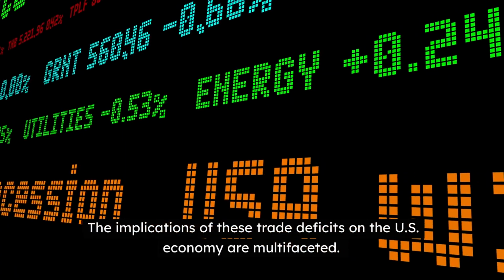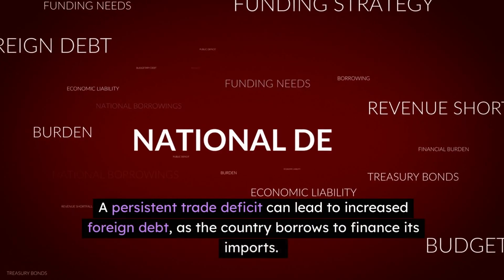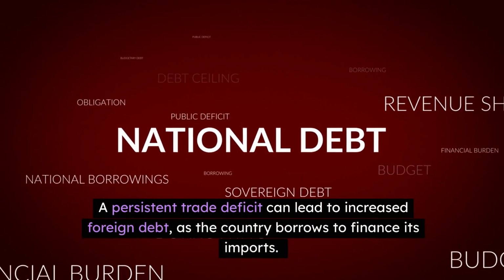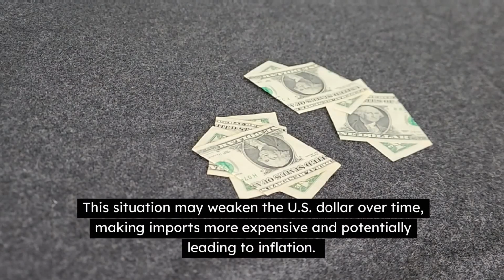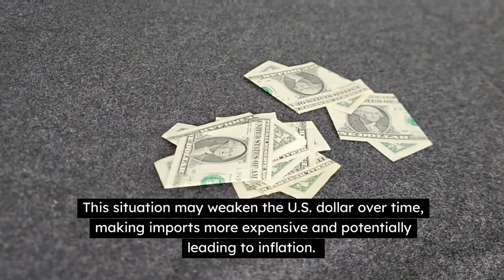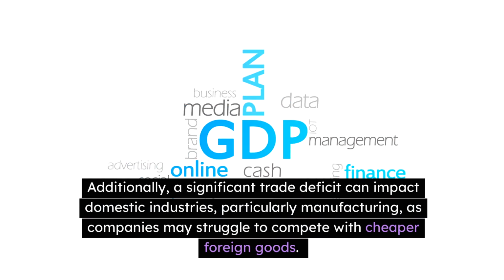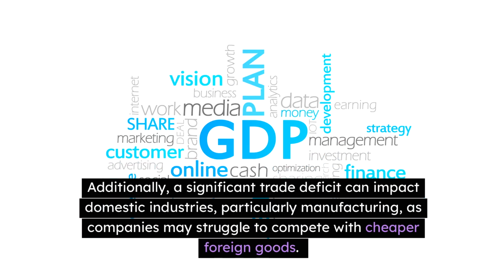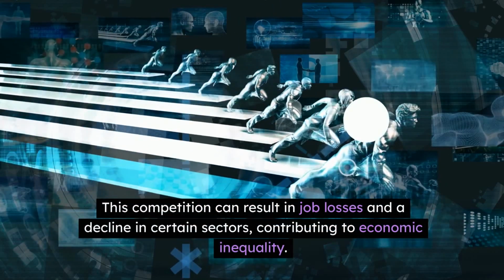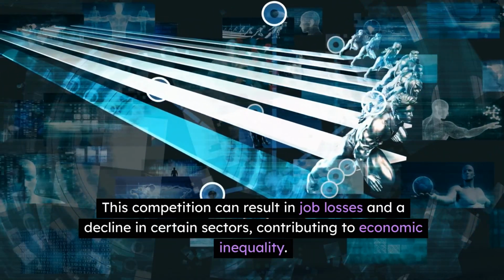The implications of these trade deficits on the U.S. economy are multifaceted. A persistent trade deficit can lead to increased foreign debt as the country borrows to finance its imports. This situation may weaken the U.S. dollar over time, making imports more expensive and potentially leading to inflation. Additionally, a significant trade deficit can impact domestic industries, particularly manufacturing, as companies may struggle to compete with cheaper foreign goods. This competition can result in job losses and a decline in certain sectors, contributing to economic inequality.